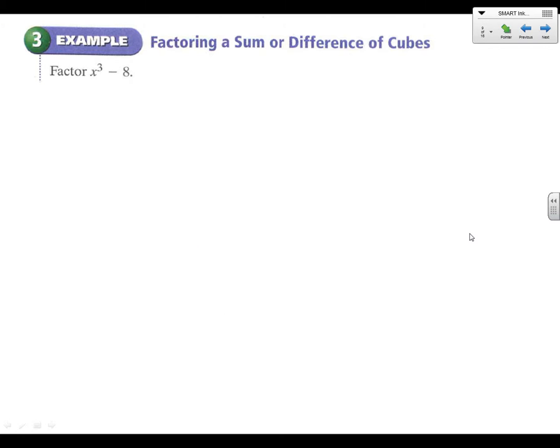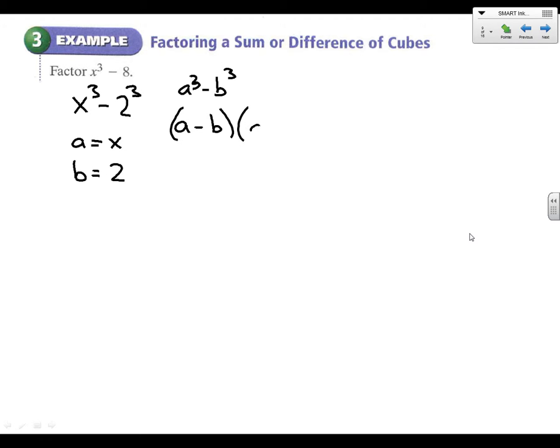So x cubed minus 8. Let's factor that using our new difference of cubes formula. I'm going to rewrite this as x cubed minus 2 cubed. All right, so my a is x, and my b is 2. My formula for a cubed minus b cubed is a minus b, a squared plus ab plus b squared.